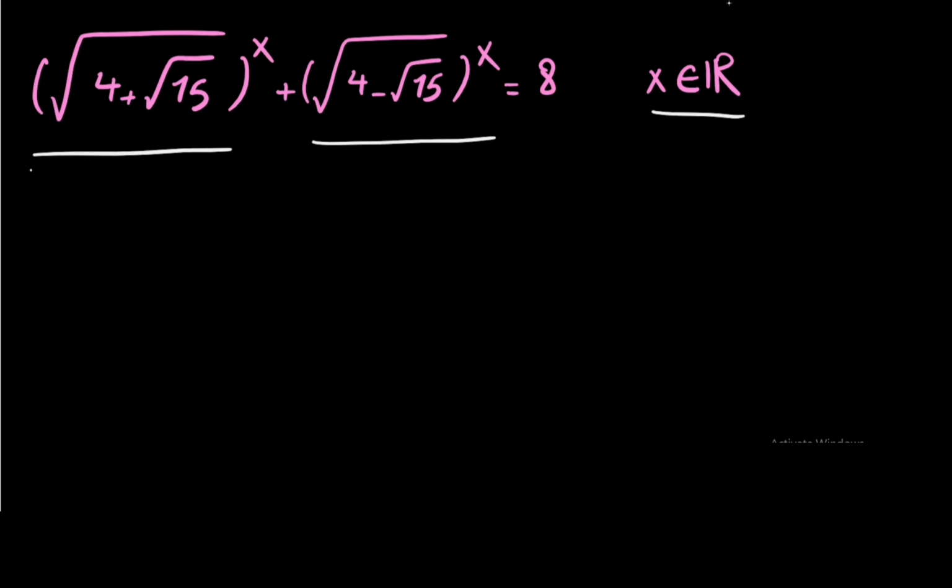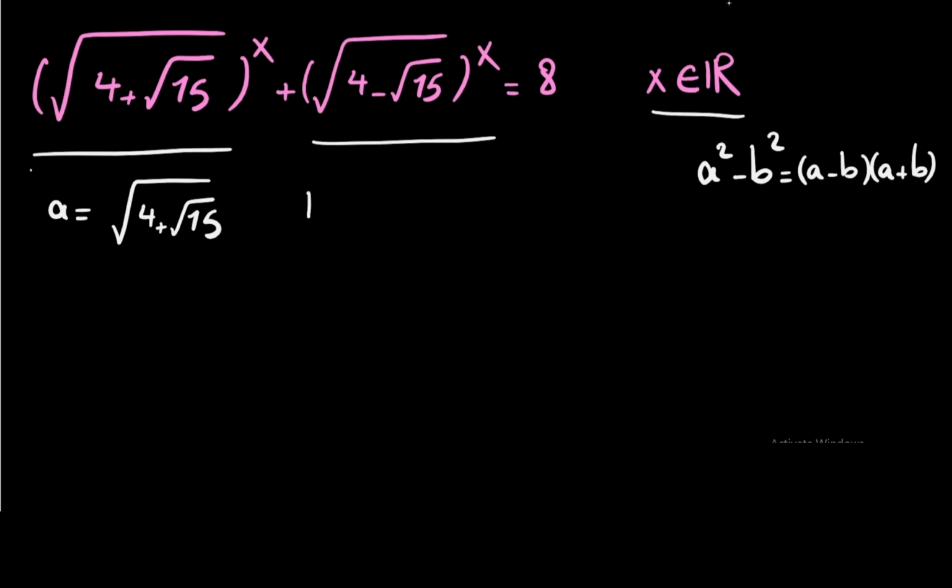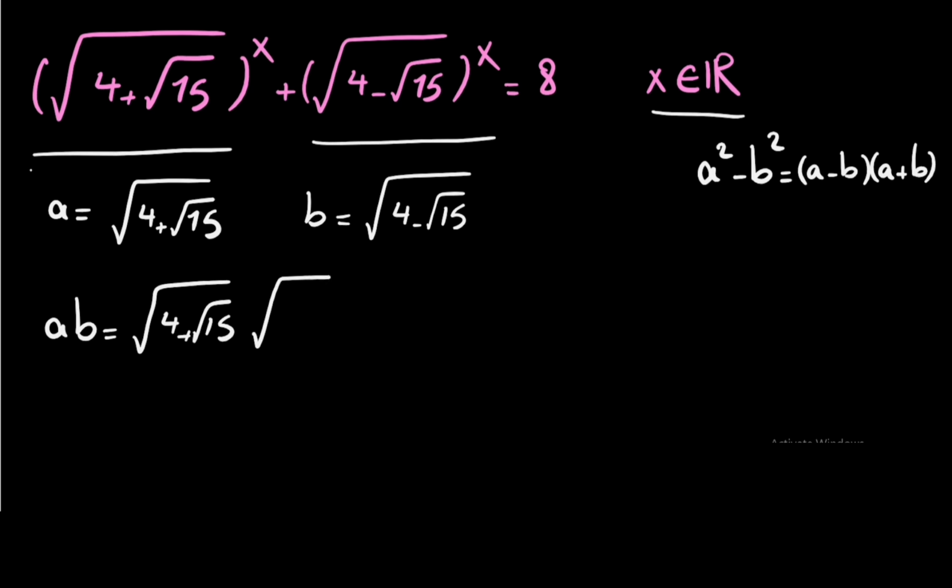Before I solve it, you know that if you have, for example, a squared minus b squared, you can write it as a minus b times a plus b, right? So if I write a as square root of 4 plus square root of 15, and I call b as square root of 4 minus square root of 15, what will happen if I calculate a times b? That's equal to square root of 4 plus square root of 15 times square root of 4 minus square root of 15.